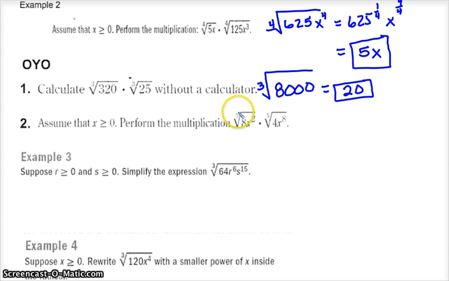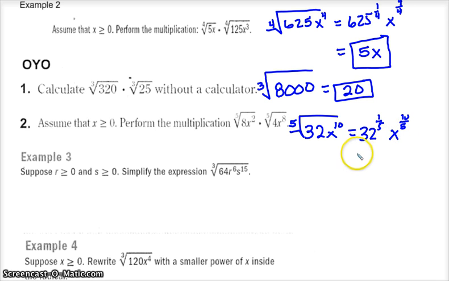Alright, for number 2, again, since we have the 5th root for both of the radicals, I can multiply underneath and I get 32 x to the 10th power, and that is all to the fifth root. I can rewrite that with rational exponents and see that I have 32 to the 1/5 times x to the 10th to the 1/5, which is equal to 2x, and I simplify my exponent, squared.